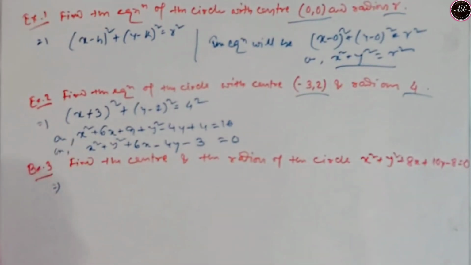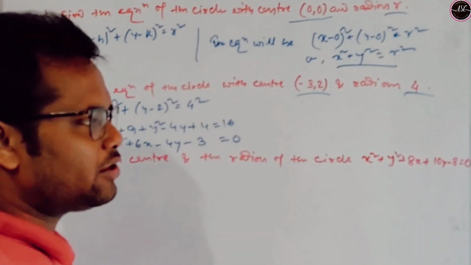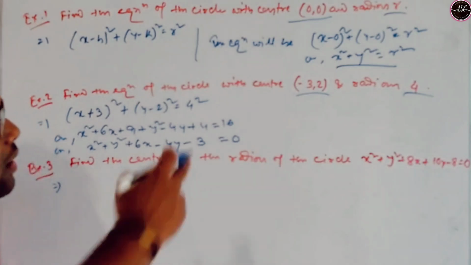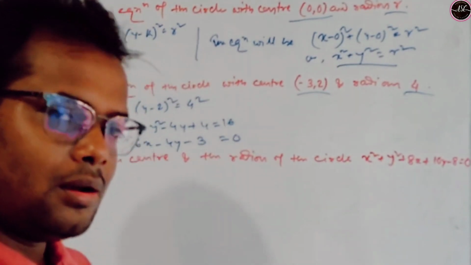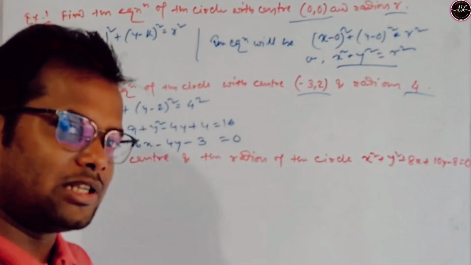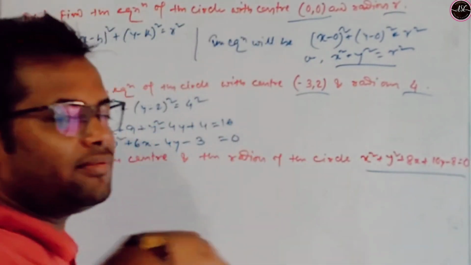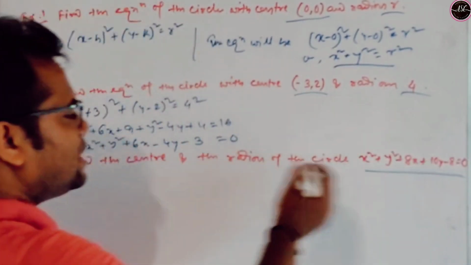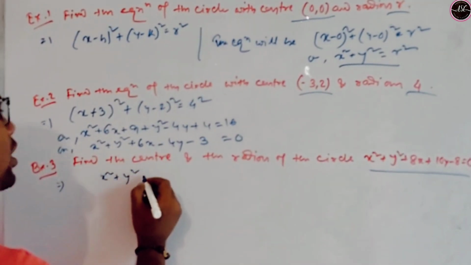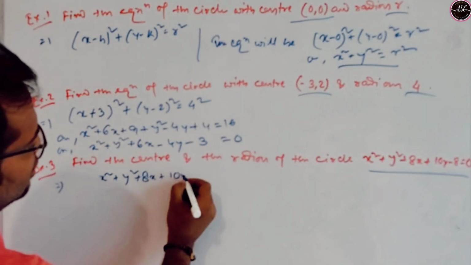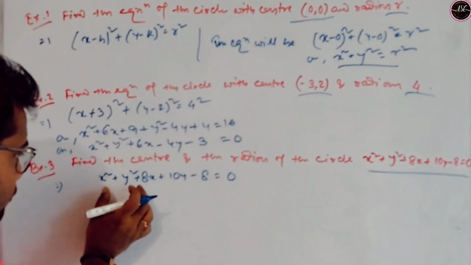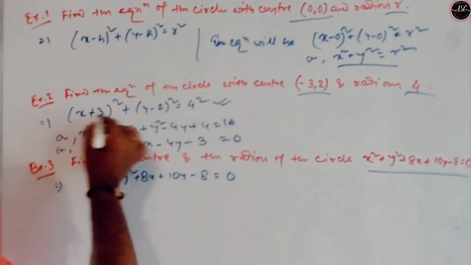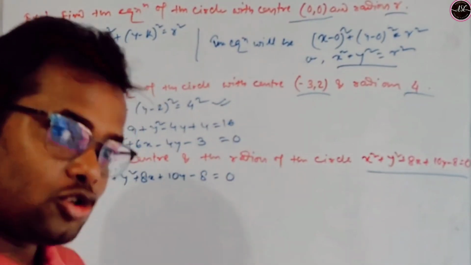And just look, find the center and the radius of the circle x square plus y square plus 8x plus 10y minus 8 equal to 0. Here in these previous two cases we have learned how to find the equation of the circle. Here in this question the equation of the circle is given. So if there is this type of question, then just write x square plus y square plus 8x plus 10y minus 8 equal to 0. So firstly you have to write this to this square form, okay.